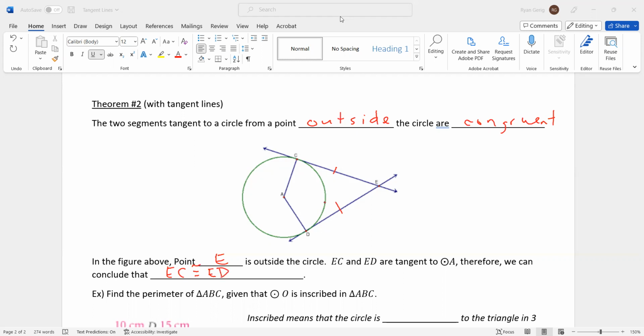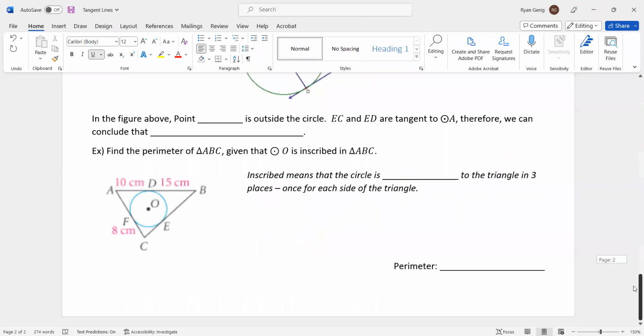So how are we going to use that, and what's that going to look like? The perimeter of triangle ABC, we want to find that. Given that circle O is inscribed in triangle ABC. First thing you need to understand is what inscribed means. Inscribed means that the circle is tangent to the triangle at 3 spots. One for each side of the triangle. So D is a point of tangency, E is a point of tangency, and F is a point of tangency.